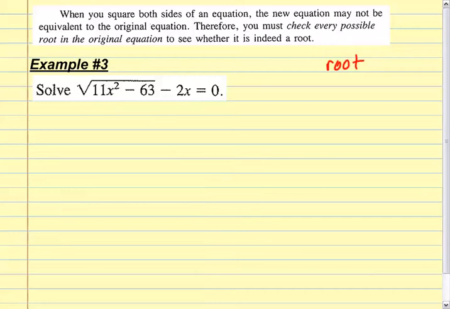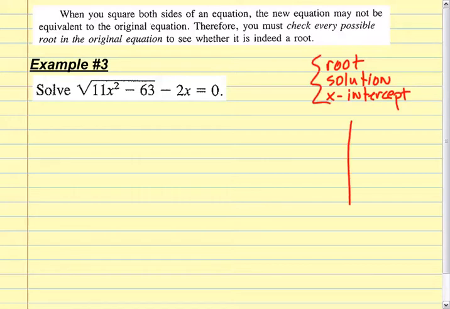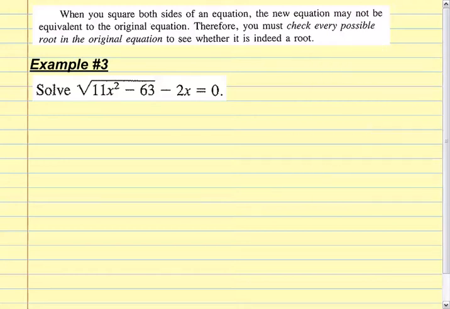Here's something that you need to know. Root, solution, and x-intercept are all synonyms. They all mean the same thing. If I'm graphing it, I call this the x-intercept. The x-intercepts, these numbers, are the roots, or the solutions to the equation of this graph.